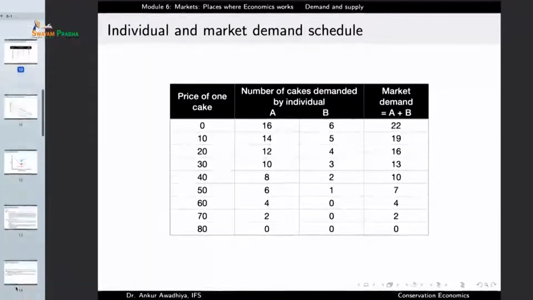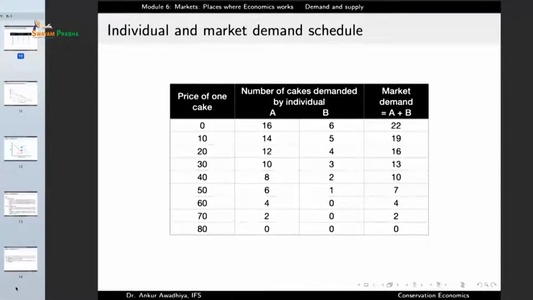Now, in the market, and especially in the competitive market, there is not just one buyer, there are several buyers. And the market demand schedule is the sum of the individual demand schedules. So if we say that the price of the cake is here in this column, and the number of cakes that are demanded by two individuals, individual A and B, are given like this. So at a price of 0 rupees, the individual A is demanding 16 cakes, individual B is demanding 6 cakes. So the market demand will be the sum of both of these, which is 22 cakes.